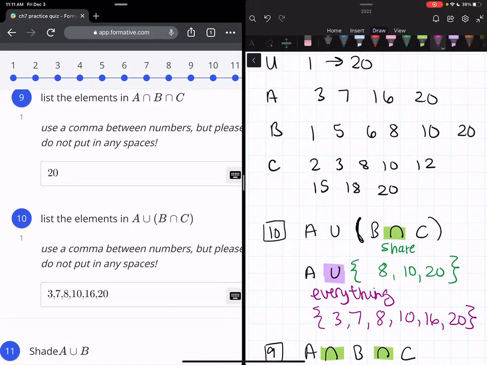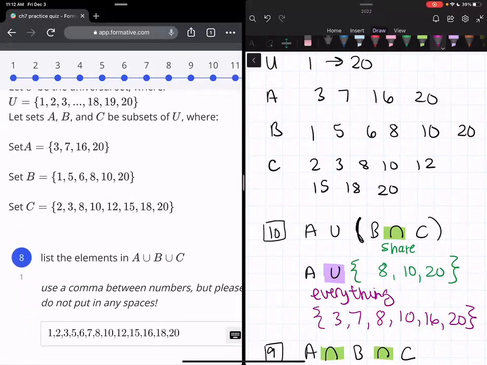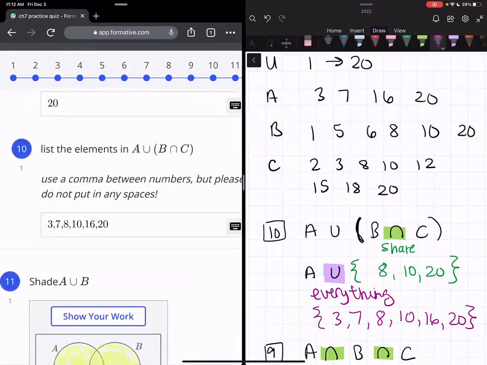All right, so that was given sets, do stuff. Questions on these? Awesome. Okay, next is shading.